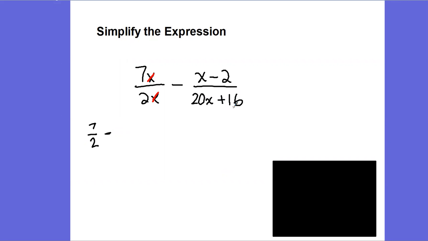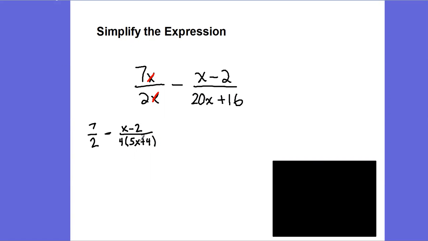My second fraction, anytime you can factor the denominator, go ahead and do that. So my numerator here is just x minus 2. But the 20x plus 16, my common factor here is a 4. So let's pull out a 4. And when I pull out that 4, I'll be left with 5x plus 4.